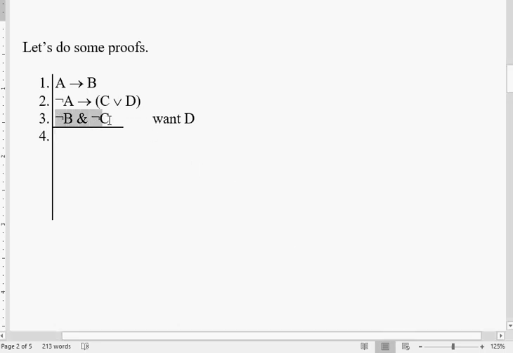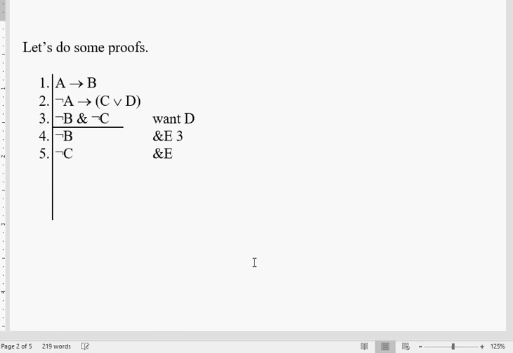So a good thing to think about is when you see a conjunction as your main logical operator, it's good to use the conjunction elimination rule on that. So I think I'm going to need both conjuncts, so I'll take them out in order. I'm going to write not B on line 4, and I'll justify that by conjunction elimination from line 3. And I might as well just do not C, also conjunction elimination from line 3.